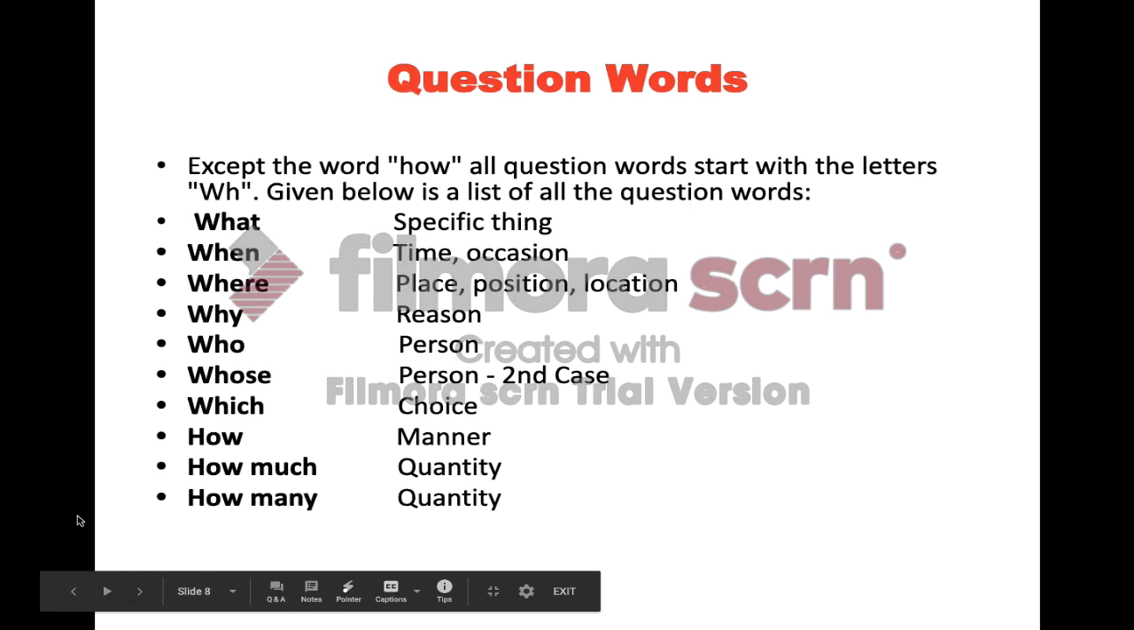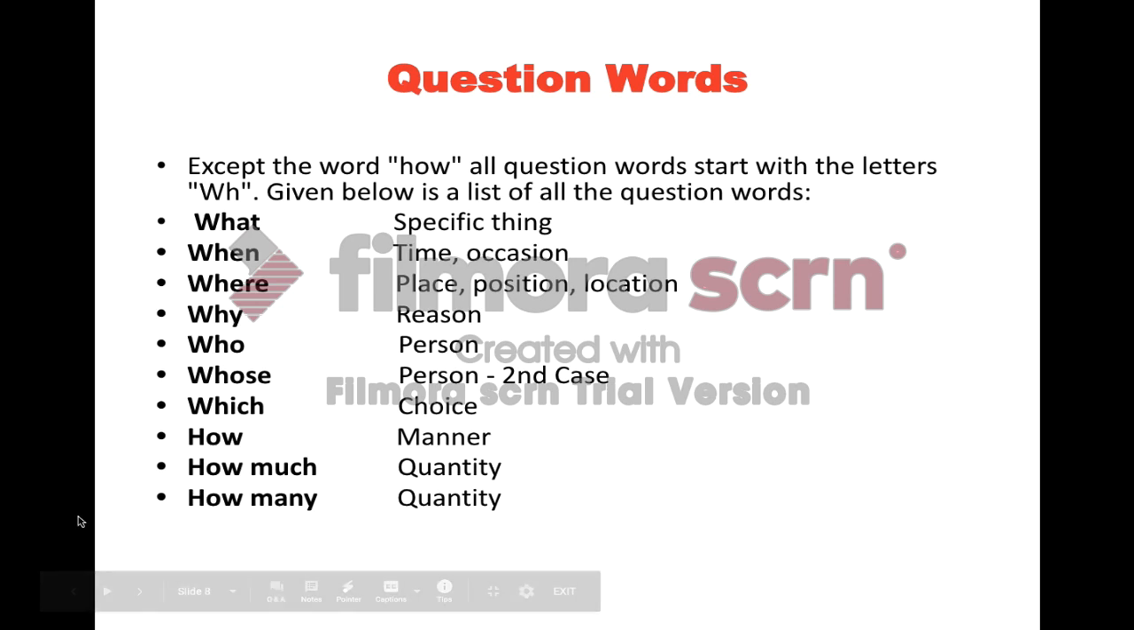Question words. Now, what are question words? Except the word how, all question words start with the letters WH. Now, given below is a list of all the question words. What? It tells us about a specific thing. When? It tells us about the time. Where? The place, position. Where is my book?